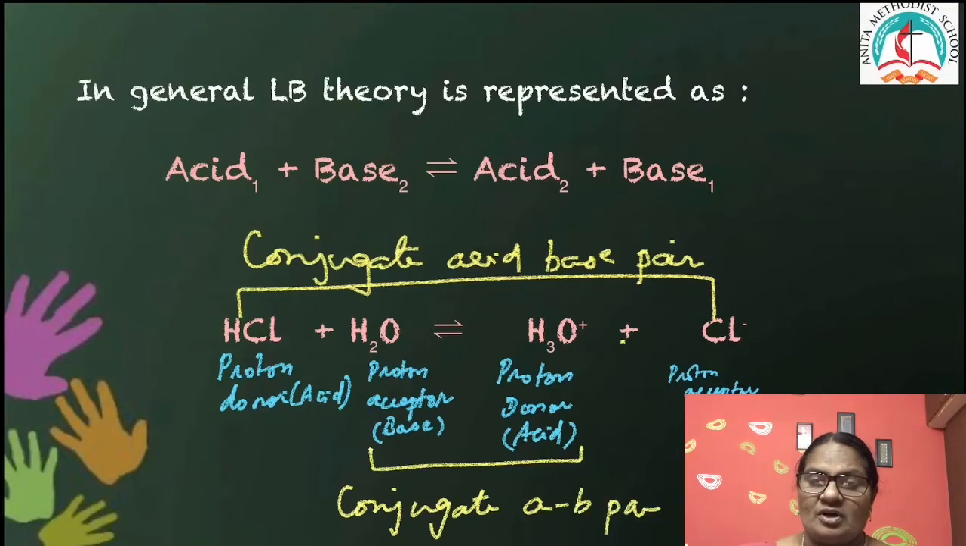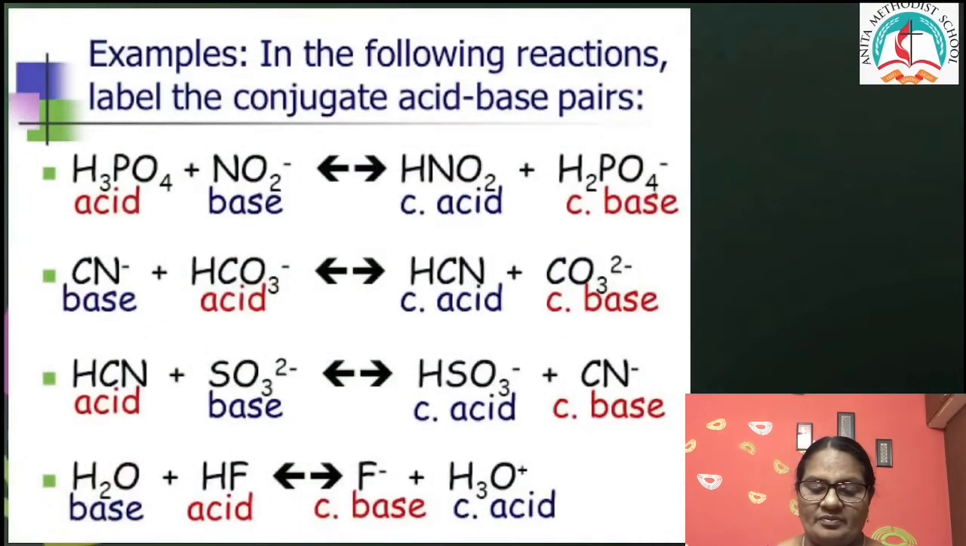So Cl minus is called the conjugate base of the Bronsted acid HCl, and for the hydronium ion, water is the conjugate base of the Bronsted acid, hydronium ion. So any two substances which differ by a proton are called a conjugate acid base pair. Let's try to understand this with some more examples. Here I have 4 different cases.